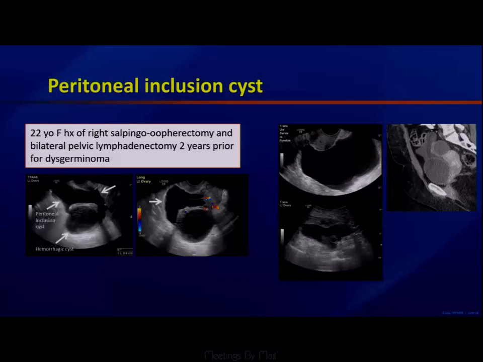Here's another example. This was a 22-year-old female who'd had a right salpingo-oophorectomy and bilateral pelvic lymphadenectomy 2 years prior for a dysgerminoma. I like this case because it shows a hemorrhagic cyst in the suspended ovary with the peritoneal inclusion cyst around it. They can be quite large.